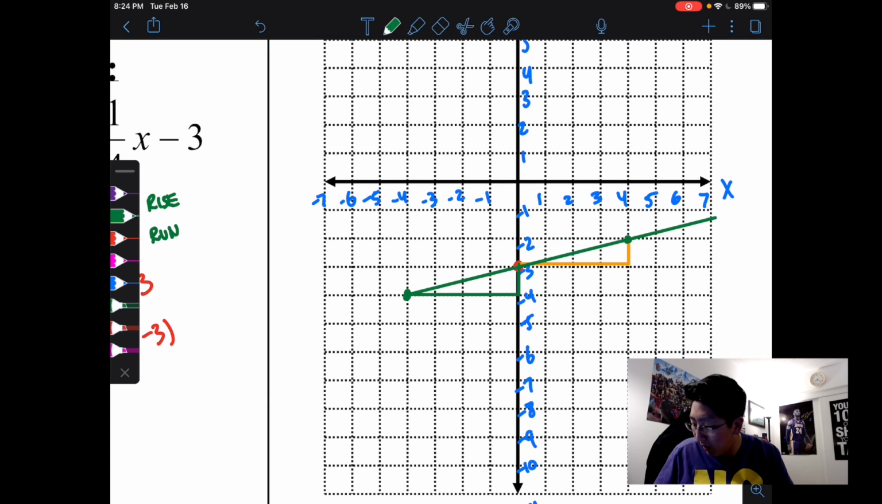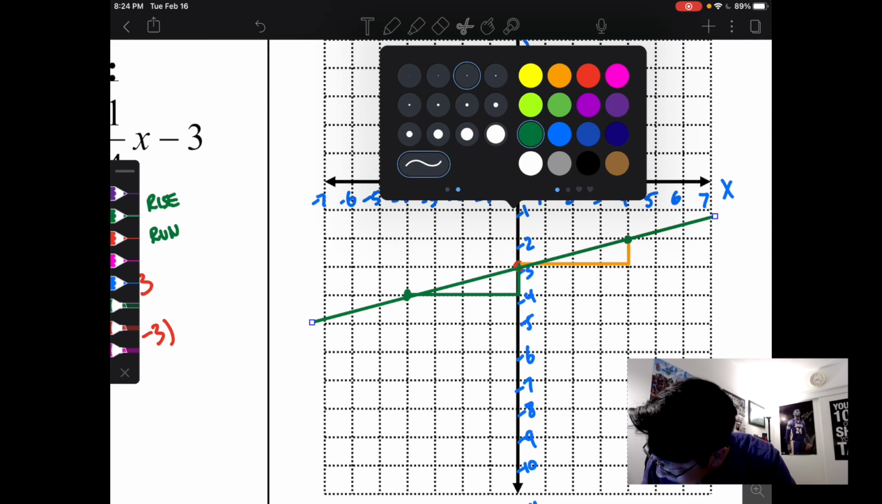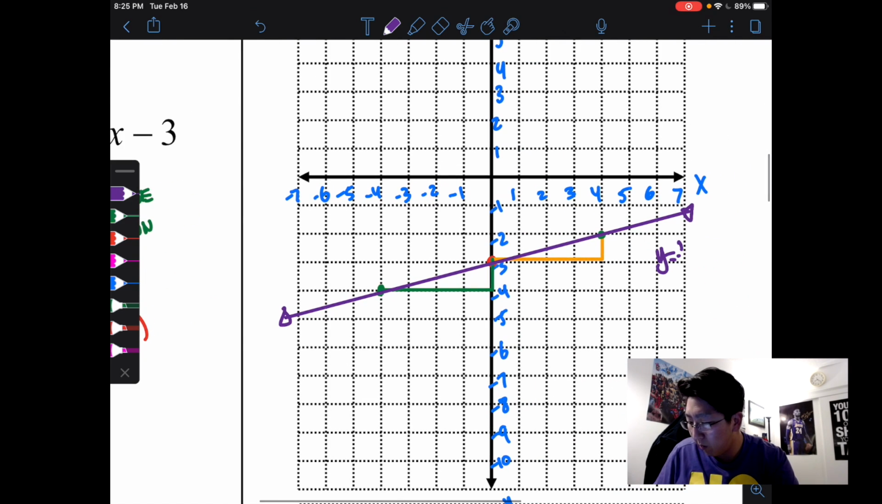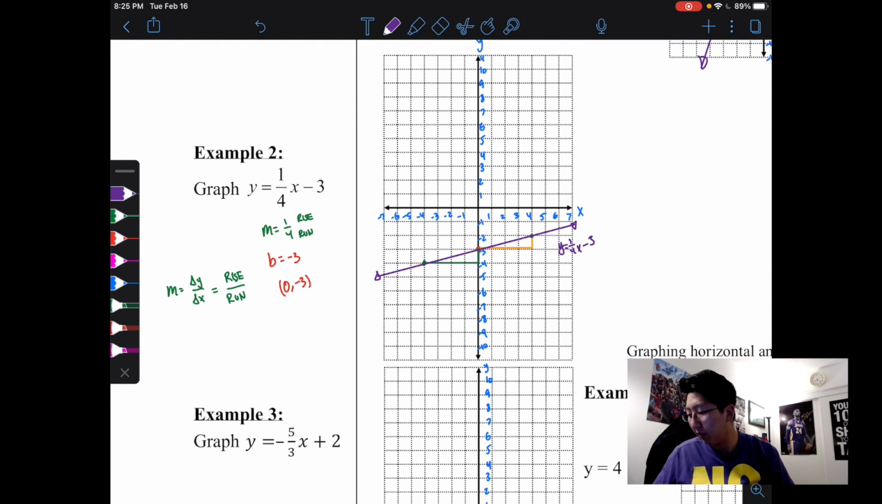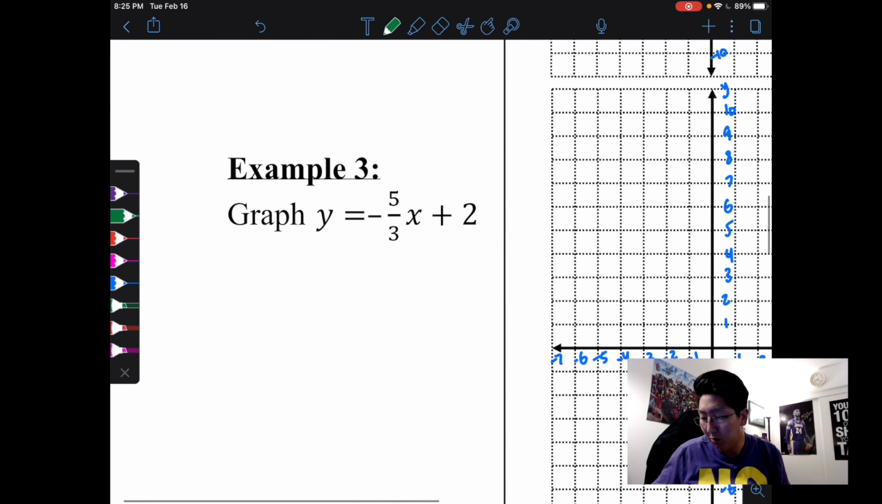And I could go ahead and draw my line. Make sure I go through all of the points involved, so I gotta be careful here. Make sure I go through all of the points. And then I'm going to change that to purple like I usually do. Draw my arrows. And this is y equals 1/4 x minus 3. Okay, so here we have our slope, and our key thing is to remember rise over run. All right, next one.